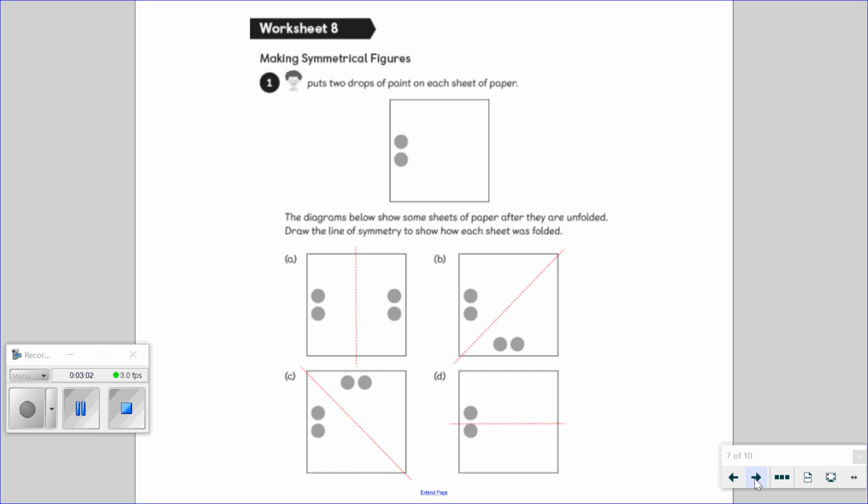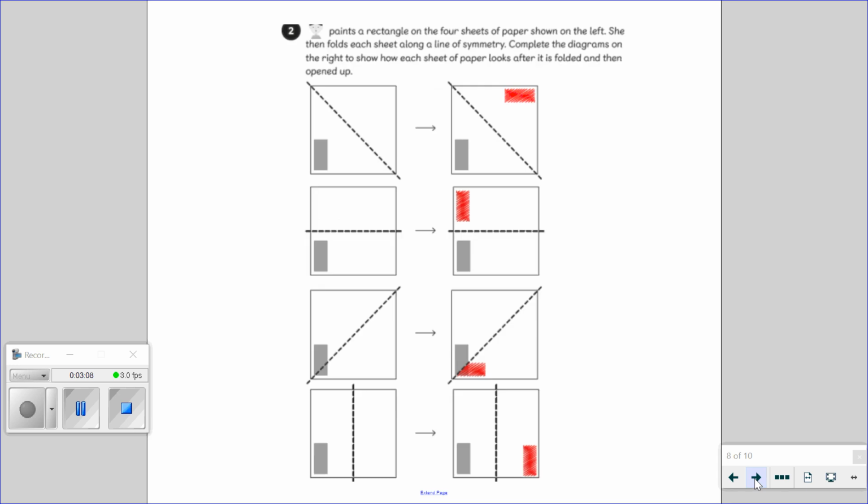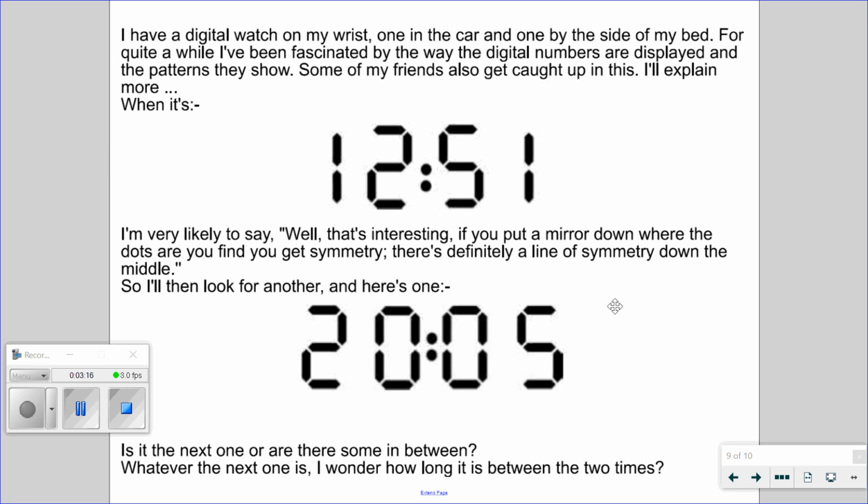So here are the answers to question 1. And here are the answers to question 2. And here is today's extra challenge. This is quite an interesting one to really get you thinking.